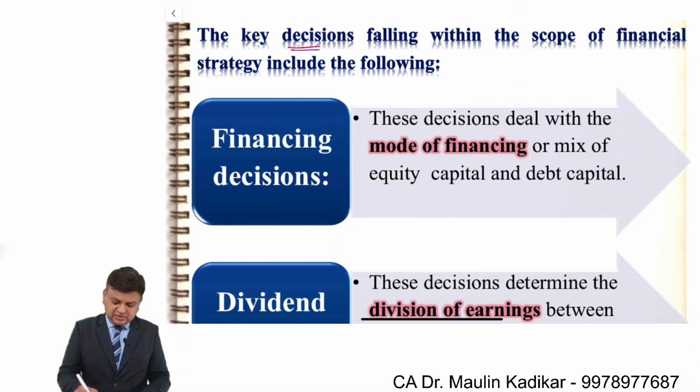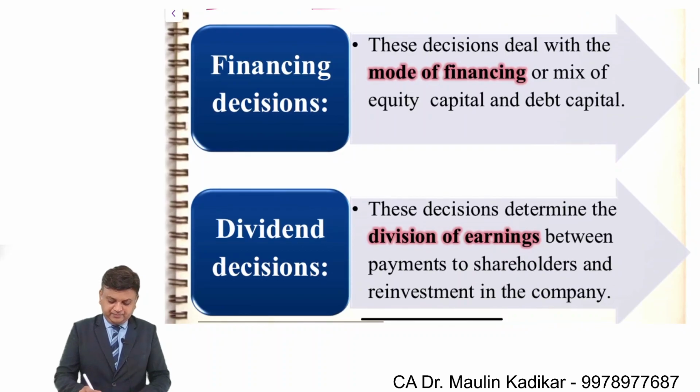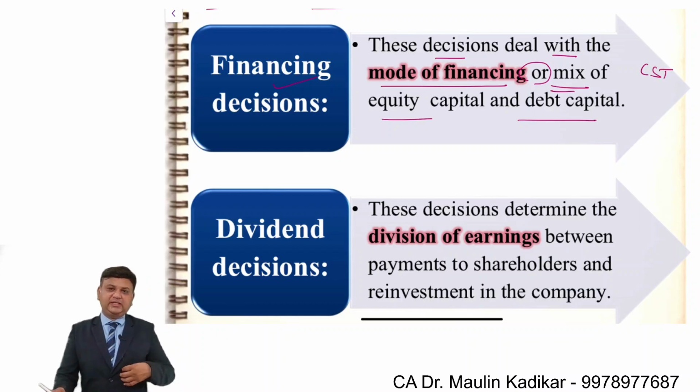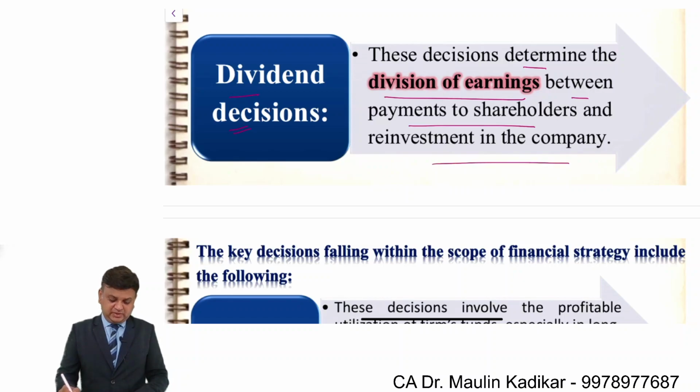The key decisions falling within the scope of the financial strategy include the following. Financing decision. These decisions deal with the mode of financing or the mix of equity and debt capital. So this is the capital structure here. You may write a few things like this over here, so that will help you to remember the things later on. Dividend. These decisions determine the division of the earnings between payment to the shareholders and reinvestment.